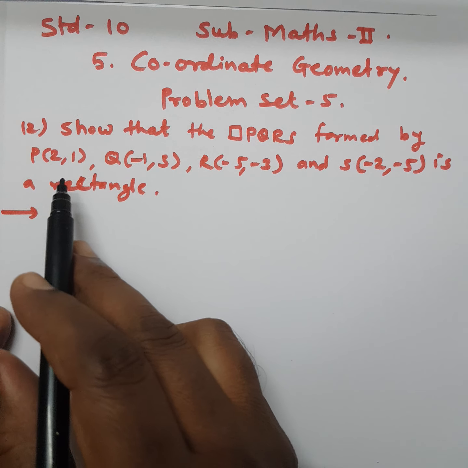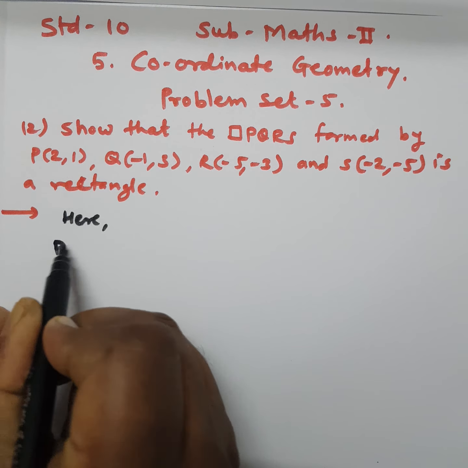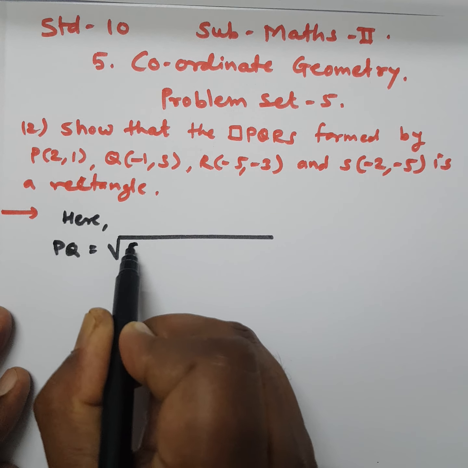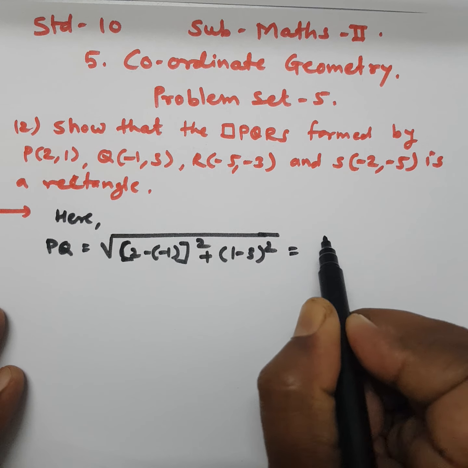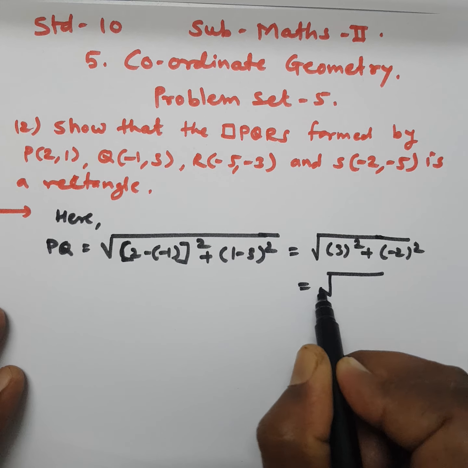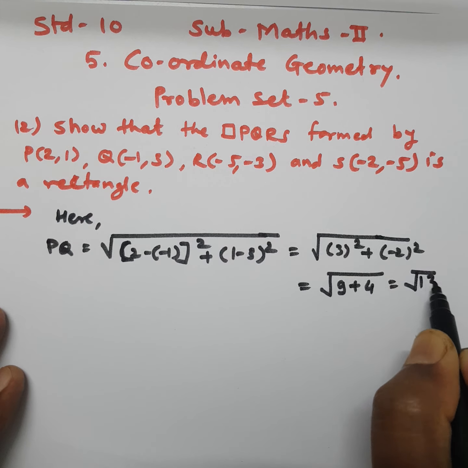Here PQ is equal to, by using the distance formula, PQ is equal to the square root of (2 minus -1) square plus (1 minus 3) square, that is (x2 minus x1) square plus (y2 minus y1) square, is equal to, here 2 minus -1, that is 2 plus 1, 3 square plus (1 minus 3), that is -2 square, is equal to 9 plus 4, is equal to root 13. It is the first side.